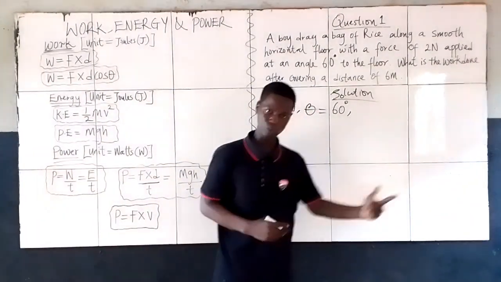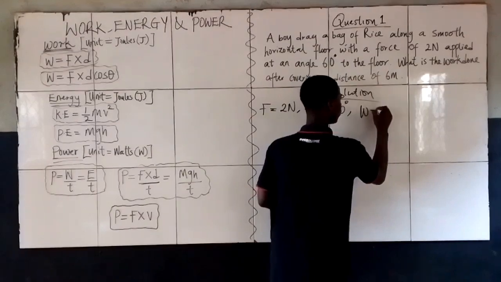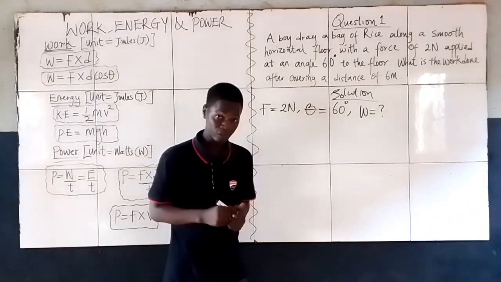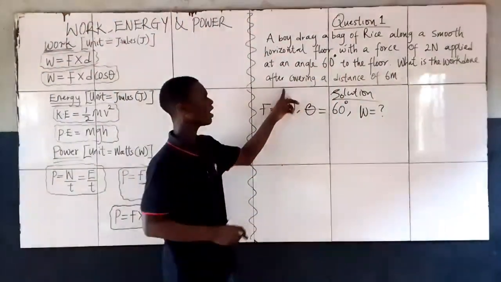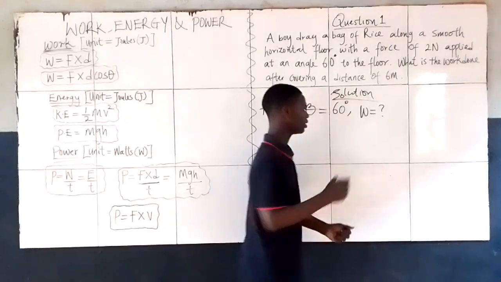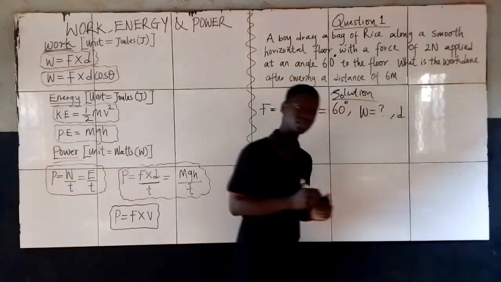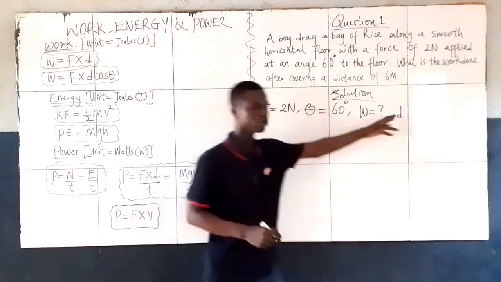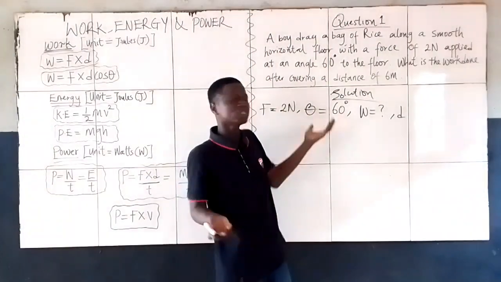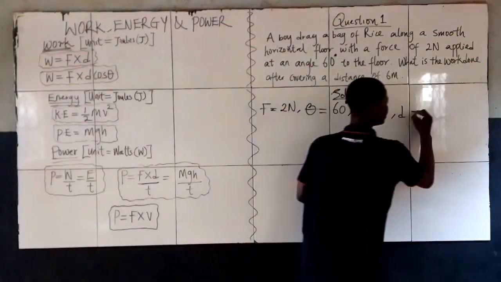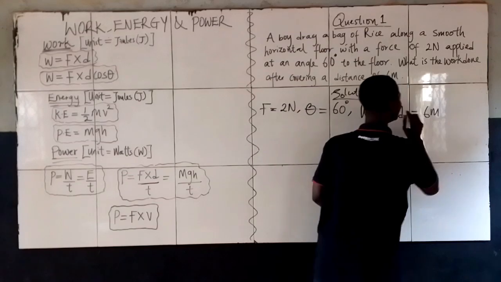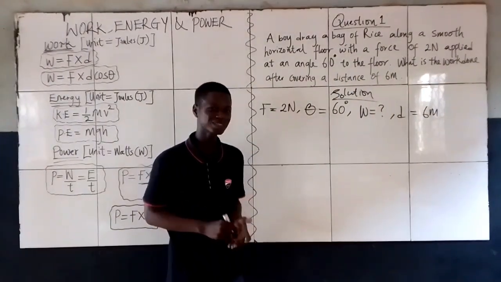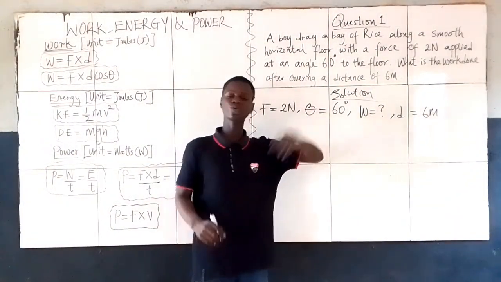What is the work done? That is the question. Work is unknown. Is that not true? Yes. After covering a distance, distance is symbolized as d, or in other cases as x, whatever case, we can use it as d here. What's the value of the distance? They said equals 6 meters. So the distance given is what? 6 meters. And we are asked to look for what?